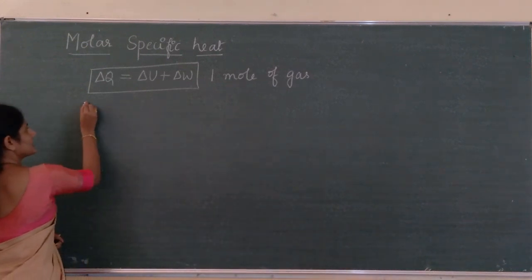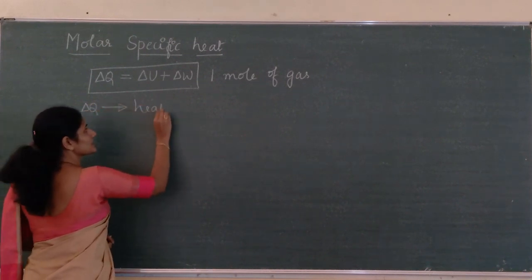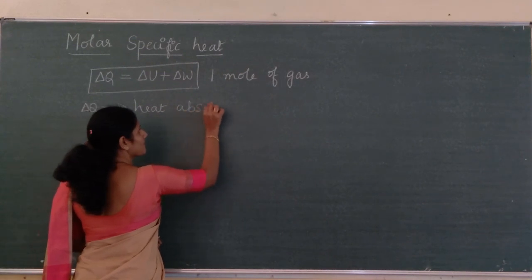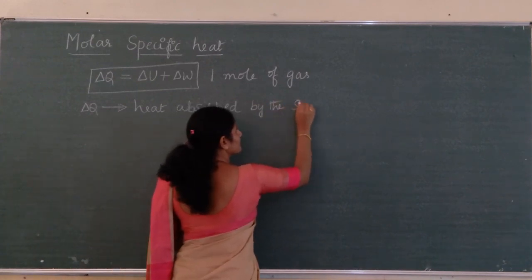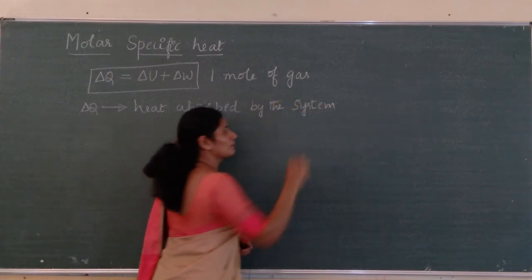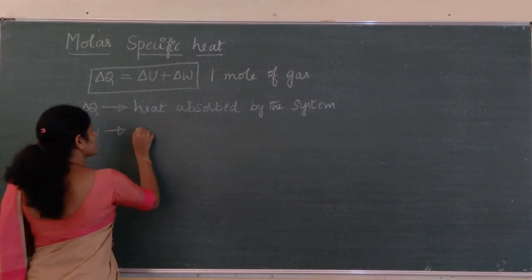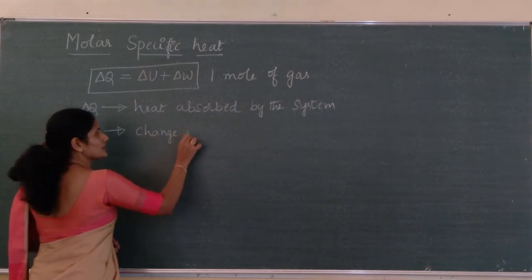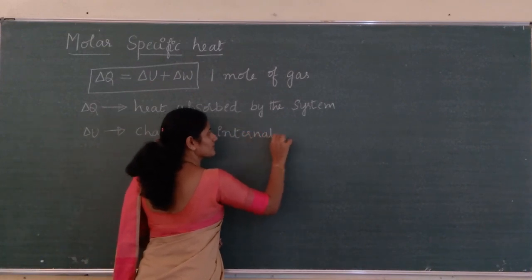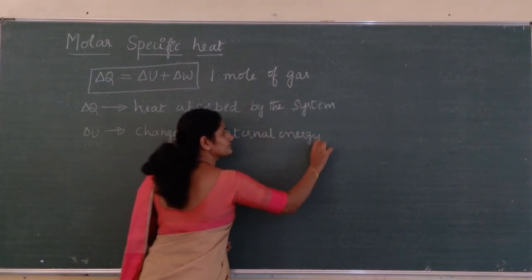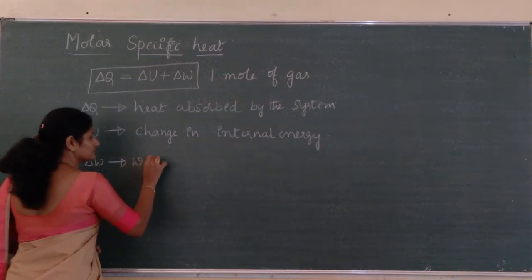Okay. Here what is delta Q? Delta Q is the heat absorbed by the system. What is delta U? Delta U is the change in internal energy or increase in internal energy of the molecules, internal energy of the system. Delta W is the work done.